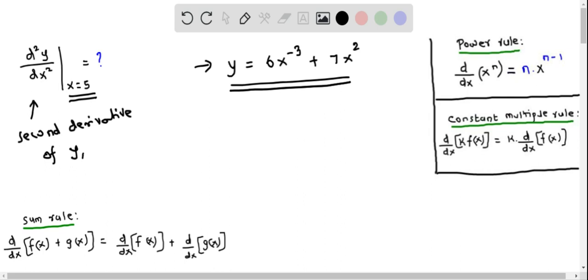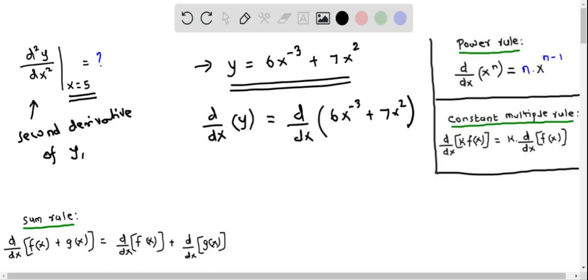So I'm going to find the derivative on both sides, or I apply the derivative on both sides. So I put the derivative symbol, that is d by dx of y on the left side. This is equal to d by dx of the expression on the right side, that is 6x power minus 3 plus 7x squared. Now the derivative of y with respect to x, this is equivalent to dy by dx, that is dy by dx is the expression for the derivative of y with respect to x.